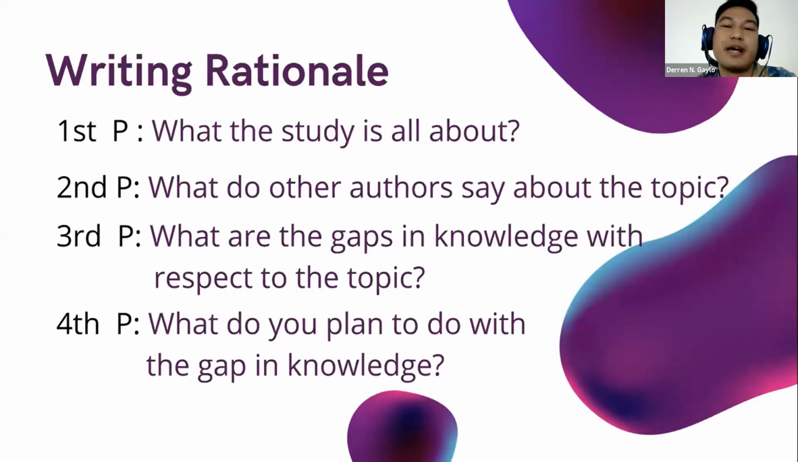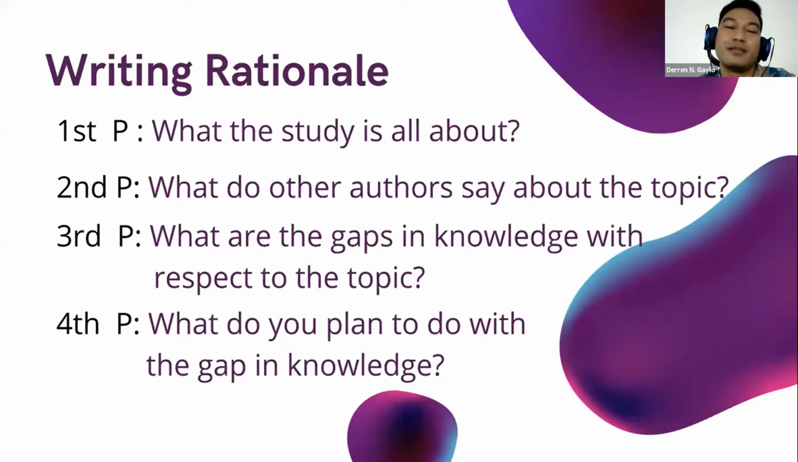And then the second paragraph must talk about what do other authors say about the topic. So this is on literature review. What do they say about it? Is it good to be studied or is it overstudied? Something like that. And then the third paragraph will talk about what are the gaps in knowledge with respect to the topic. So with your synthesis of literature, I think you can see gaps there. And then the gaps there will be the area or the research space that you can venture on. And you can look into a further investigation.